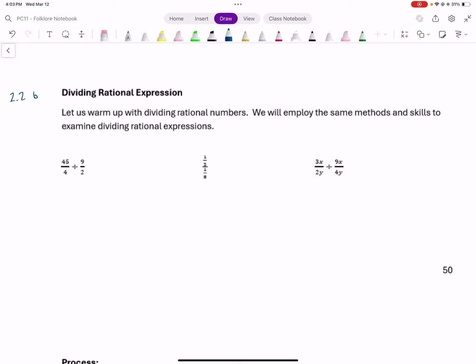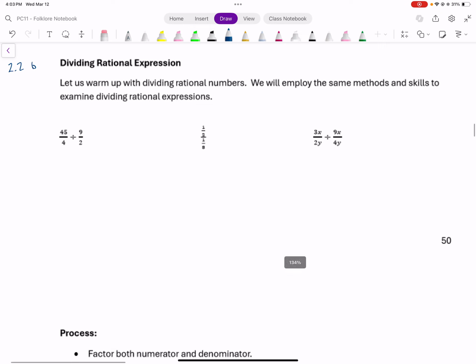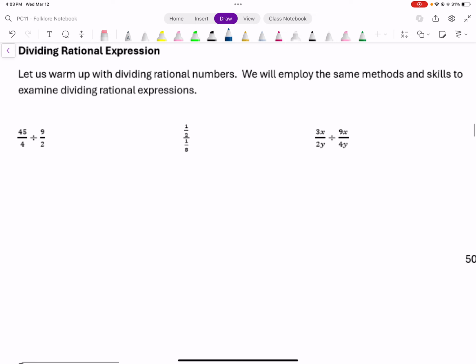Okay, we are going to be dividing rational expressions. So naturally, following our pattern, we're going to start with dividing rational numbers. What we're going to be doing here is switching this division of a fraction into a multiplication of a fraction. So I'm going to take 45 over 4, and instead of dividing by 9 over 2, I'm going to multiply by the reciprocal, because that's what we've done all along. So I've changed a division question into a multiplication question, something that I've done before.